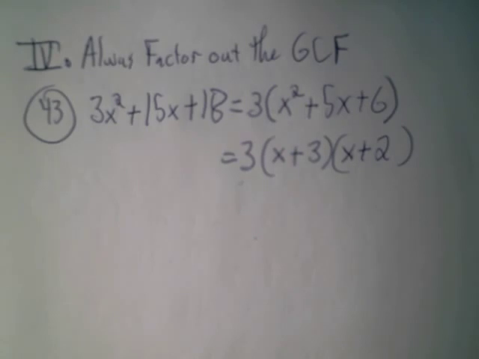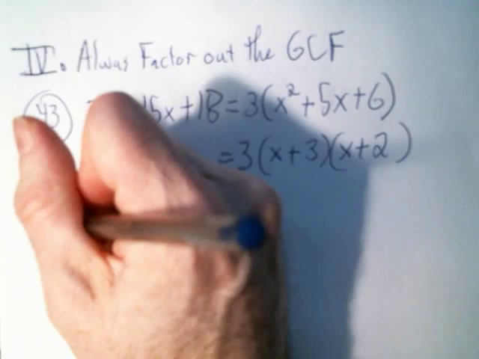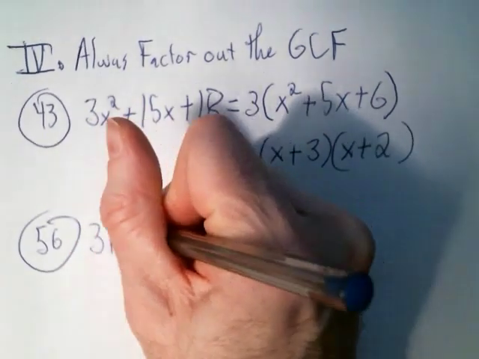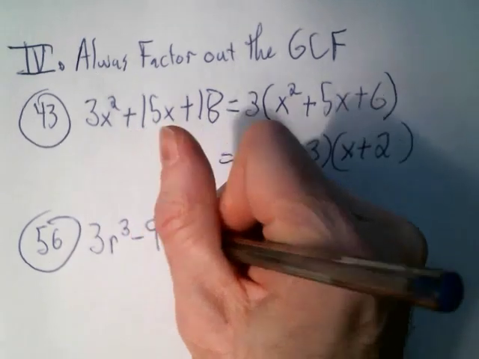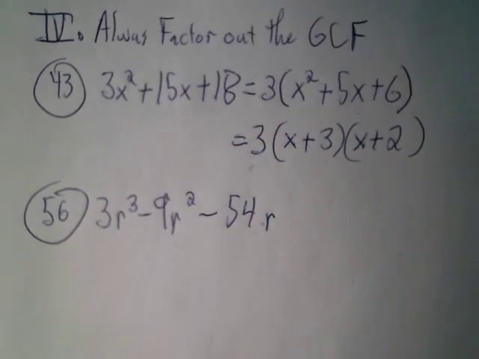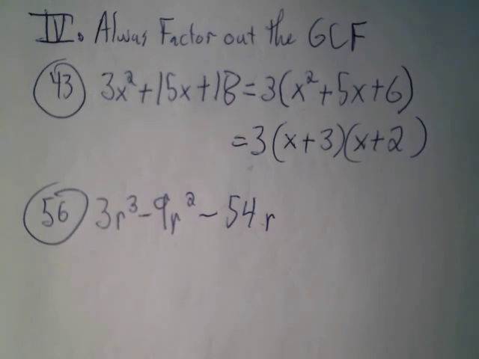Okay, let's see, maybe 1 or 2 more. So here, let's look at 56. And we have 3r cubed minus 9r squared minus 54r. So you'll have different kinds of variables in there. They like to use s's and r's and t's and all kinds of good stuff. So just be aware, but it works the same way as the other problems, just with different variables.